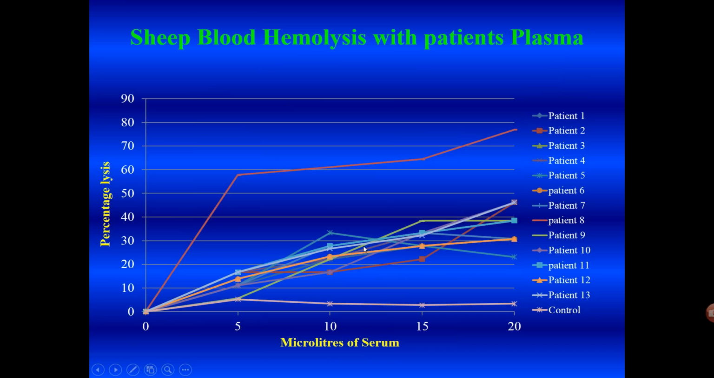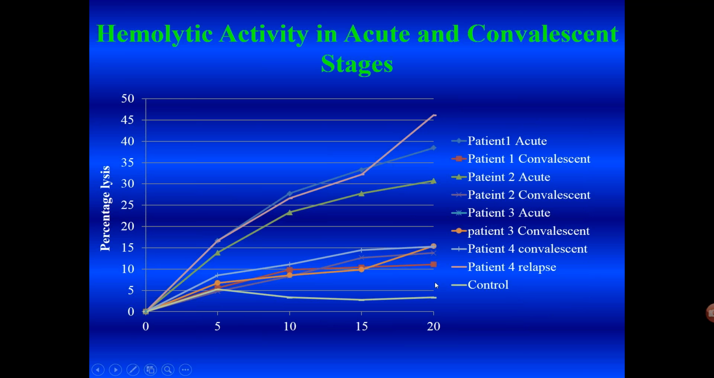We looked at the RBC lysis assay in 13 patients who had atypical hemolytic uremic syndrome. All of them had hemolysis much above that of the control patients who were healthy blood donors in our blood bank. We also found that the RBC lysis was highest during the acute phase, and in the same patient it tended to drop when the patient was convalescent.